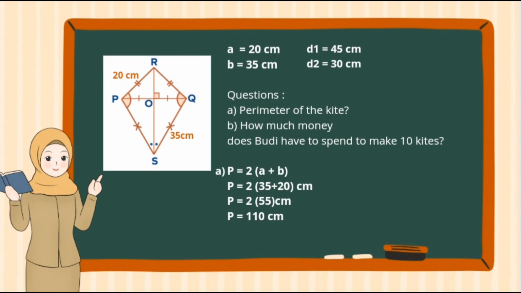Perimeter equals 2 times the sum of 35 and 20 cm. Perimeter equals 2 times 55 cm. Perimeter equals 110 cm. So, the perimeter of Budi's kite is 110 cm.